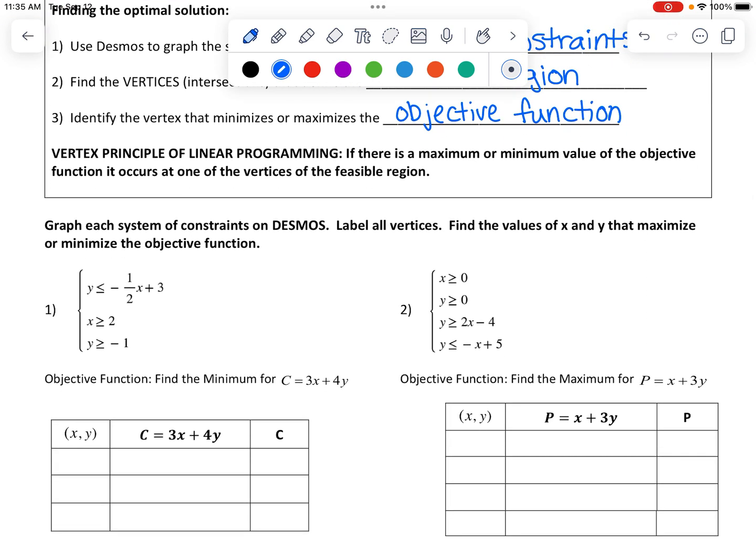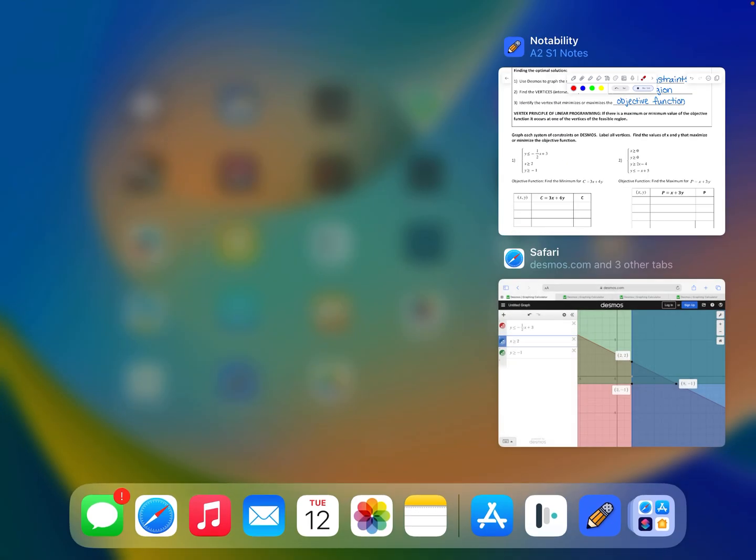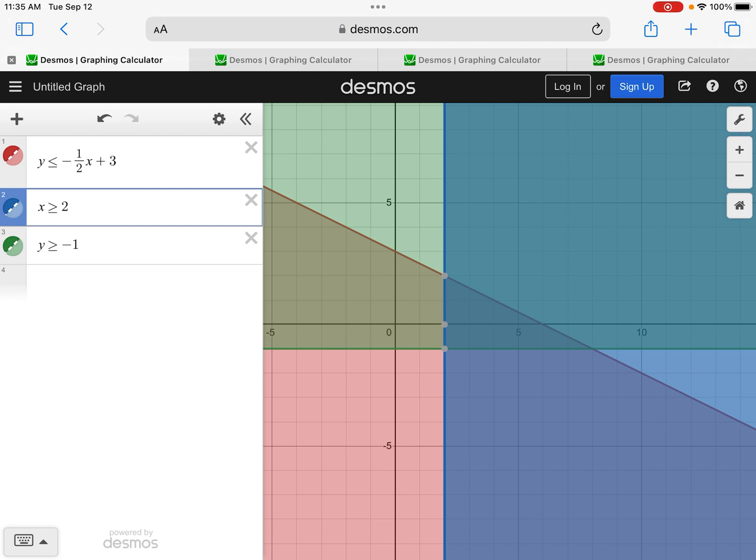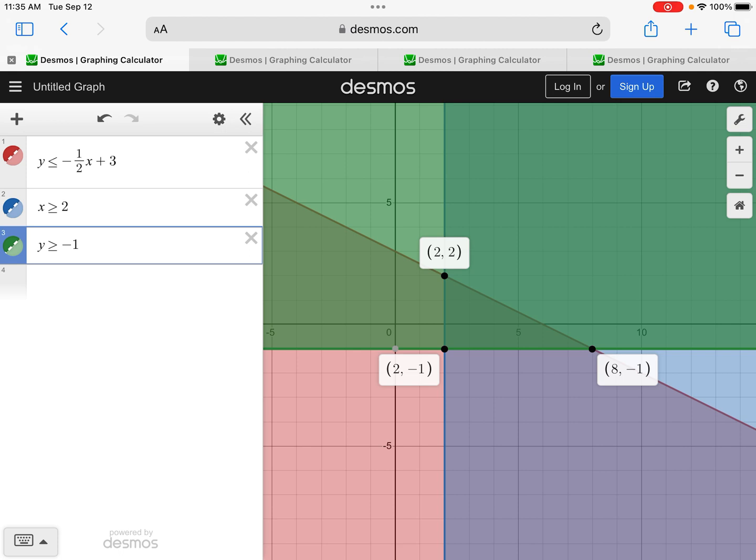Okay, so I'm going to go ahead and take my different constraints here, or my inequalities, and go to Desmos, and I'm going to graph them. Okay, so I have these graphed here. On Desmos, just click on a different box for each one so you can see these. We want to look at each of our vertices. So I'm going to look at each intersection on my graph for where each of these inequalities cross. Okay, so I have my three vertices, (2, -1), (2, 2), and (8, -1). Okay, so I'm going to go back to my notes. I'm going to put these vertices in the table for question 1.